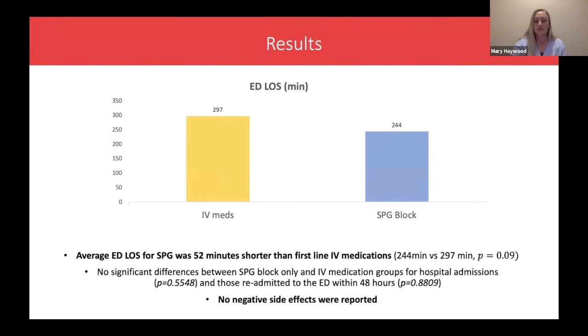It was still pretty interesting to see. There was no significant difference between SPG block and IV medications, however, for hospital admission rates and ED readmission rates. And there were no negative side effects reported.